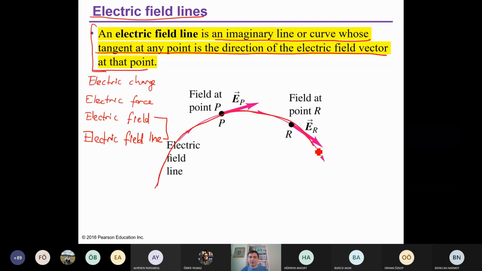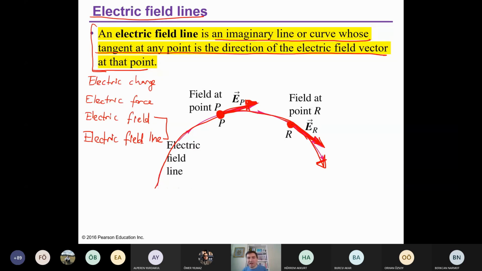This is the electric field line, but this is not the electric field. Here at this point, you would like to get the direction of the electric field. This is the direction of the electric field, tangent to this line. Here at this point, point R, you would like to get the direction of the electric field, tangent to the electric field line. Okay, so this is the relation between electric field and electric field line. I will show you more examples and you will better understand.